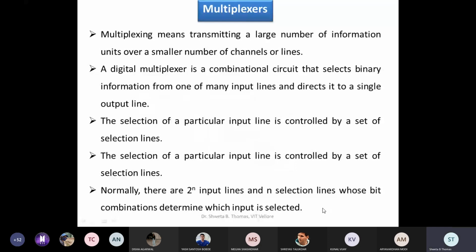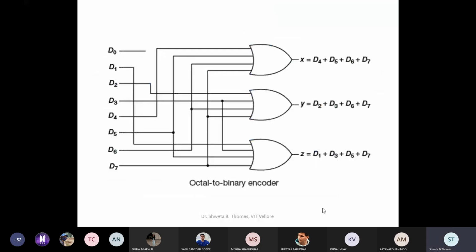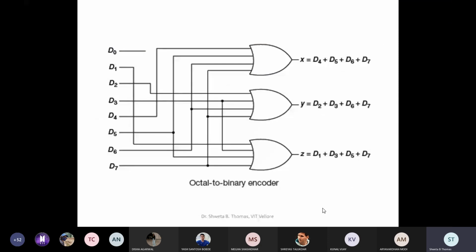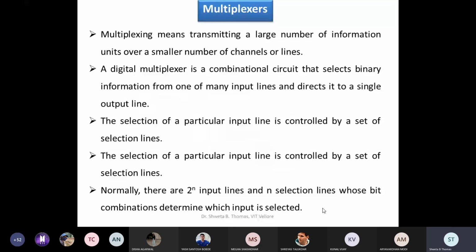Wait. Okay, first we will finish this multiplexer, then I will discuss. So we have discussed decoder and demultiplexer, then we have started encoder. And the encoder, you can understand, is just opposite to that of your decoder. So multiplexer, you can understand, is opposite to that of demultiplexer.